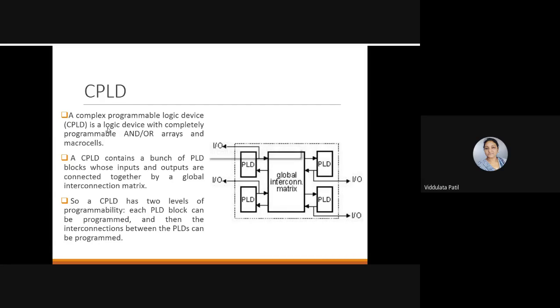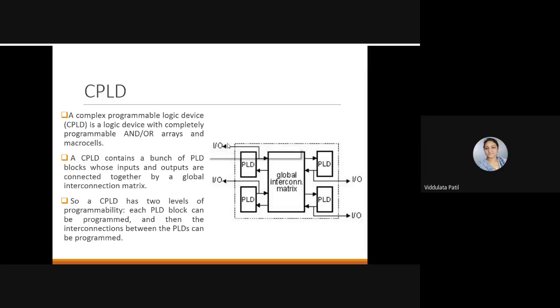In this diagram, you can see that there are a number of PLDs available with a global interconnection matrix, and then there are IO pins available for this CPLD. So this CPLD contains a bunch of PLD blocks whose inputs and outputs are connected together by a global interconnection matrix.